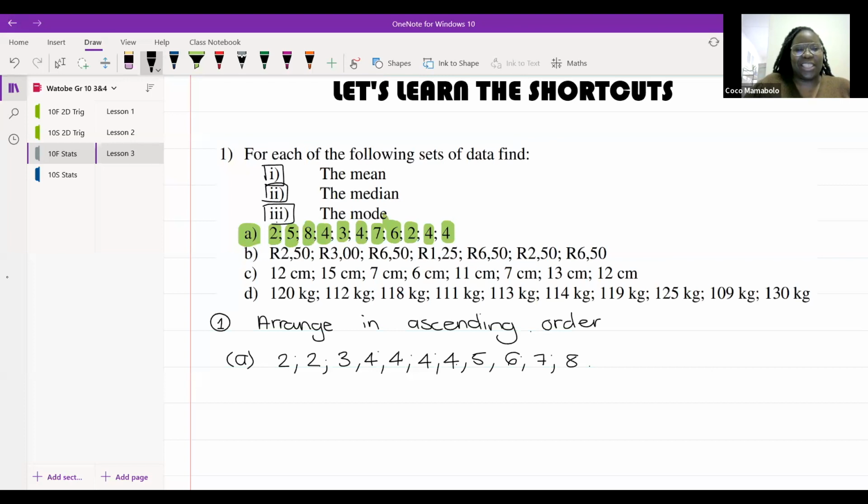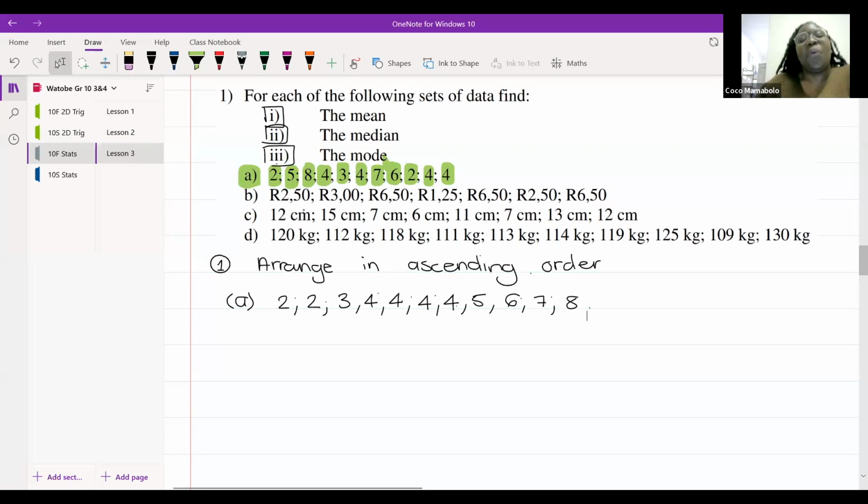Princess is like, you're going to be that last person to finish in the exam room. Guys, don't be like that. All right, so we're going to learn the shortcuts on how to answer the question for the mean, the median, and the mode.